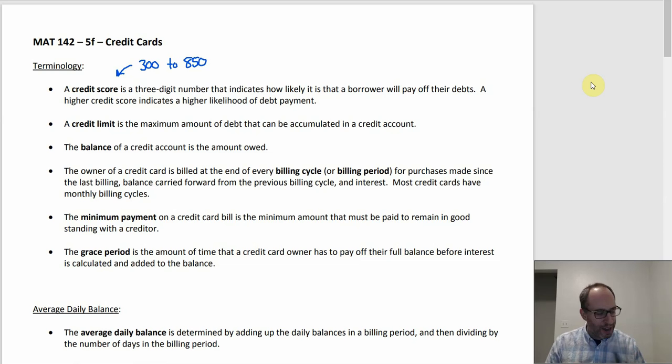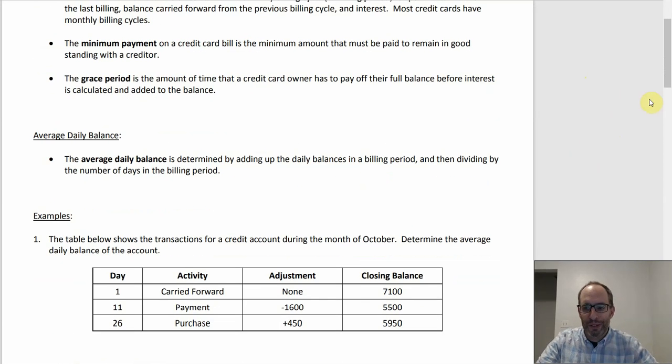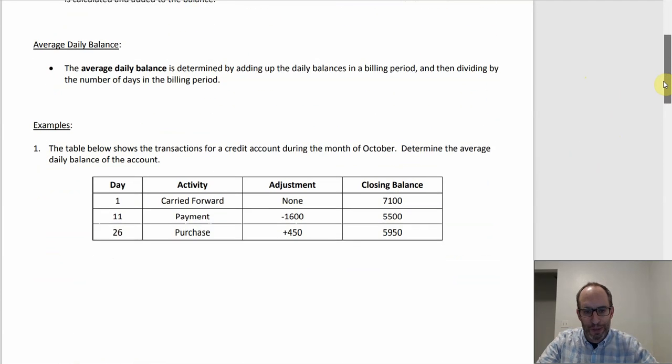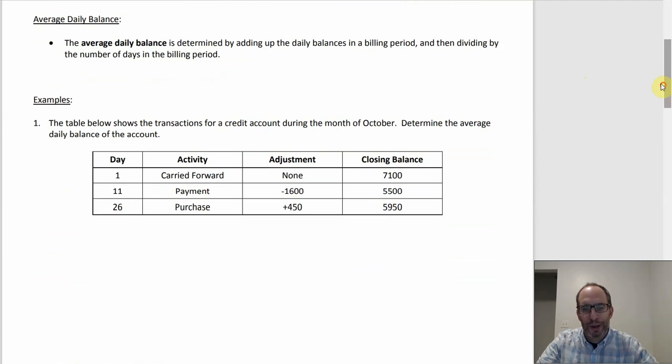All right, now getting into the computational stuff. There are basically two big things. The average daily balance, which you can see at the bottom of the screen right now, and how to calculate interest, which involves the average daily balance, so we have to do this one first. So in order to get the average daily balance for a billing cycle or a billing period, the definition is sort of what you would think it would be.